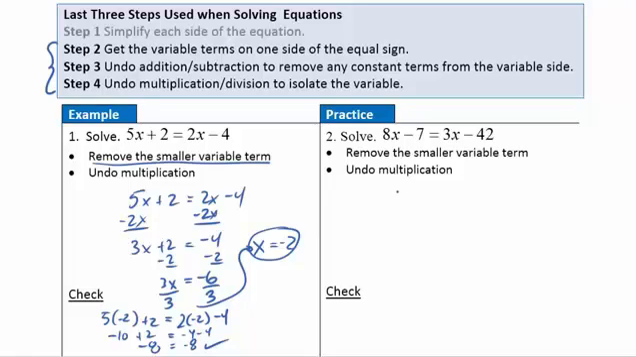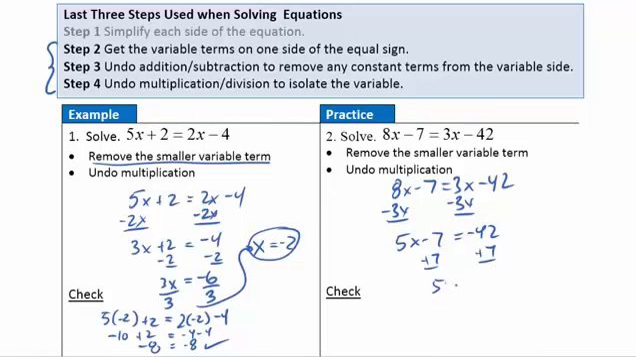Okay, so here we go. Let's get the variable terms to one side. That 3x is smaller, so that's the one I'm going to get rid of. And so 5x minus 7 equals negative 42. Then I'm going to add 7 to each side. Negative 35.